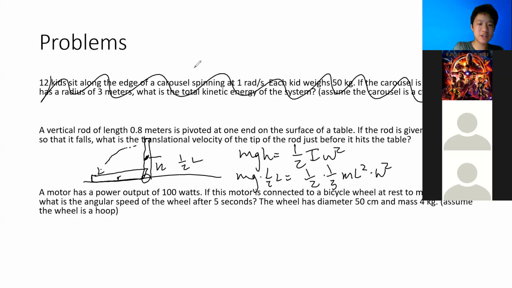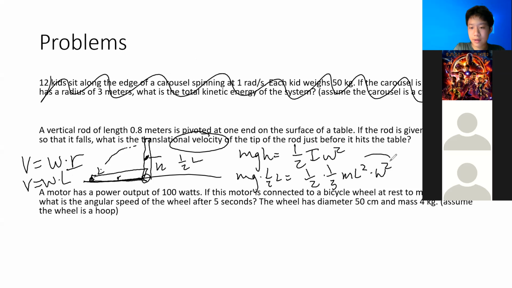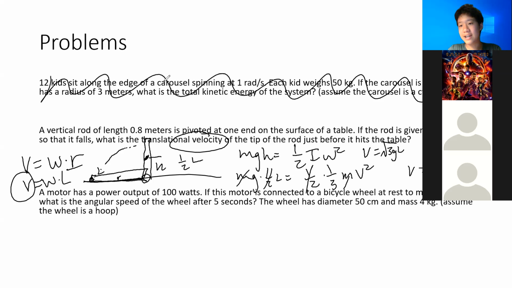Before we do any canceling, observe that we want the translational velocity of the tip of the rod just before it hits the table, not the angular velocity. So we convert angular velocity into translational velocity: v equals ω times r, and the radius here is the distance from the pivot, which is the length of the rod. So v equals ωL. Look right here: we have L² times ω², which is v². So we can put v directly into this equation. Canceling, we get v equals the square root of 3gL. Quick calculation: 0.8 times 9.8 times 3, take the square root, v equals 4.8 meters per second. All right, so that's just energy conservation.